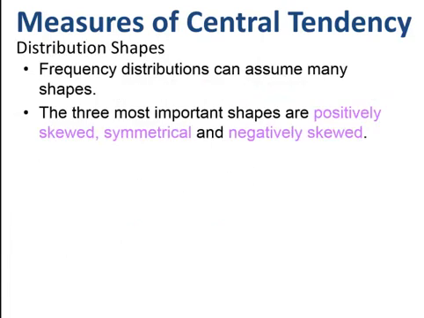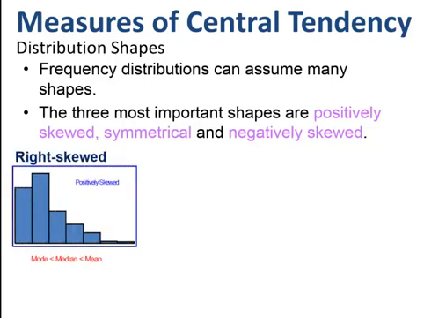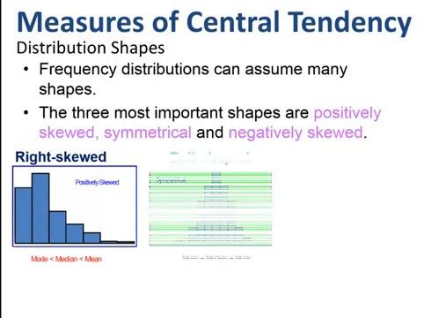So now we're going to talk about distribution shapes. When we're talking about distribution shapes, the frequency distribution can assume many shapes. The three most important shapes are positively skewed, symmetrical, and negatively skewed. So the first is the right skewed. When you have right skewed, most of your data is collected to the left, and your mean is larger than the mode or the median.